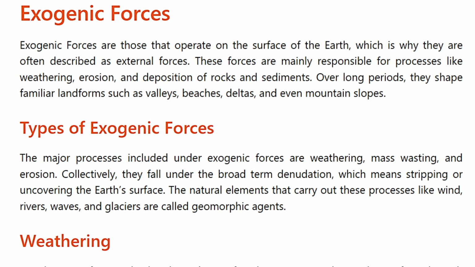Types of exogenic forces. The major processes under exogenic forces are weathering, mass wasting, and erosion. Collectively, they fall under the broad term denudation, which means stripping or uncovering the Earth's surface. The natural elements that carry out these processes, like wind, rivers, waves, and glaciers, are called geomorphic agents.